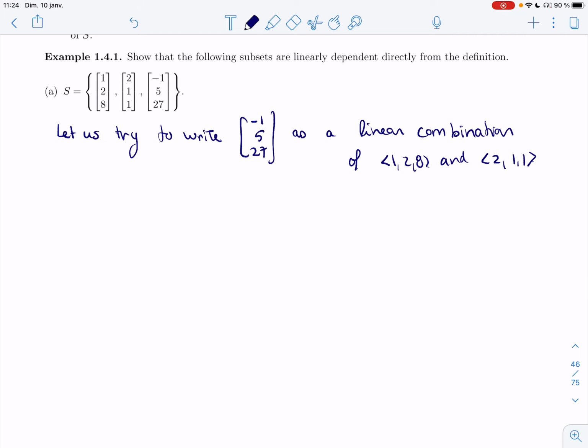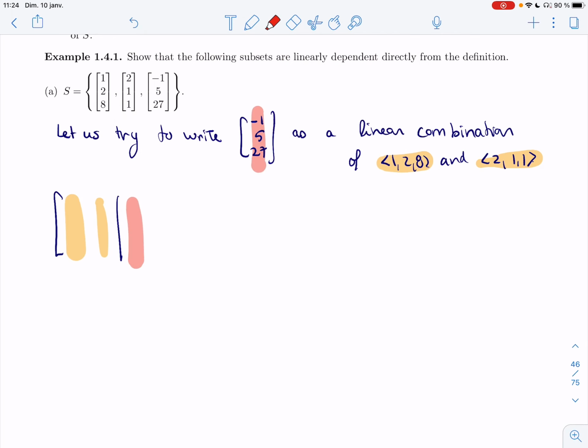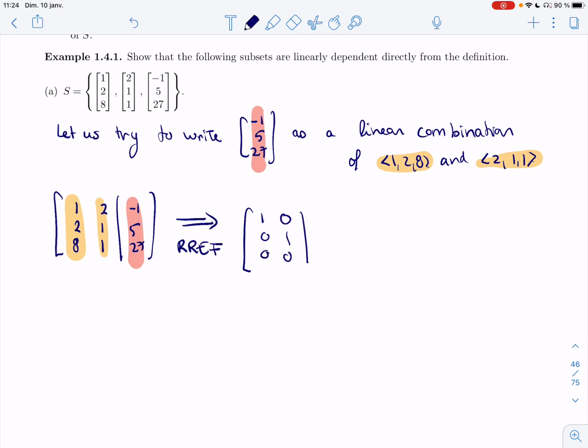All right, so if you remember how to do this, we put them in a matrix. We put our two building blocks as the first two columns, and then we put our target as the third. So (1, 2, 8), (2, 1, 1), (-1, 5, 27). I want to reduce this. If there is a solution, then I can write the third vector as a linear combination of the other two. Let me reduce it for us so we don't waste time doing things we already know we can do. All right, so I'm getting this with 11/3, -7/3, and 0.